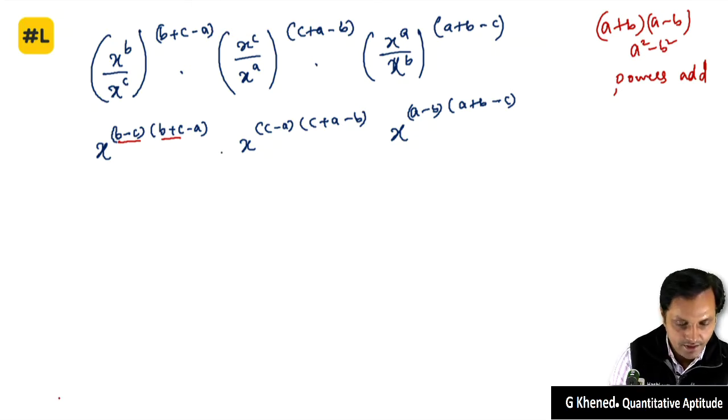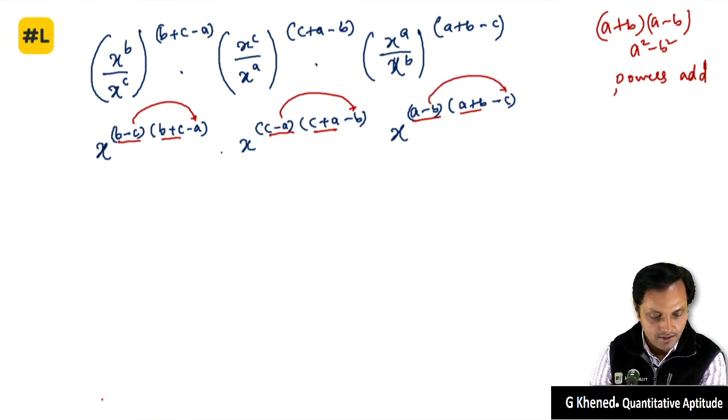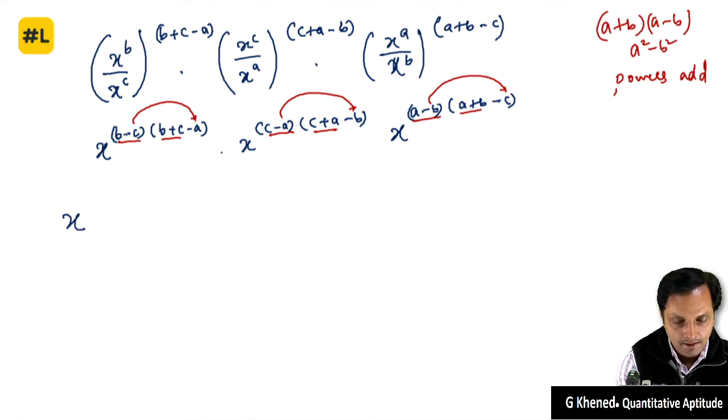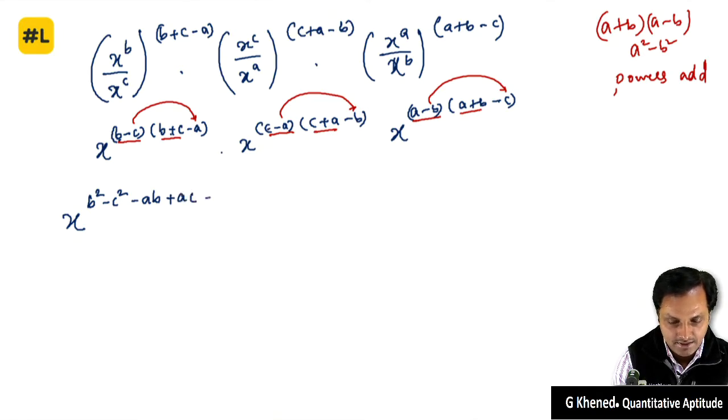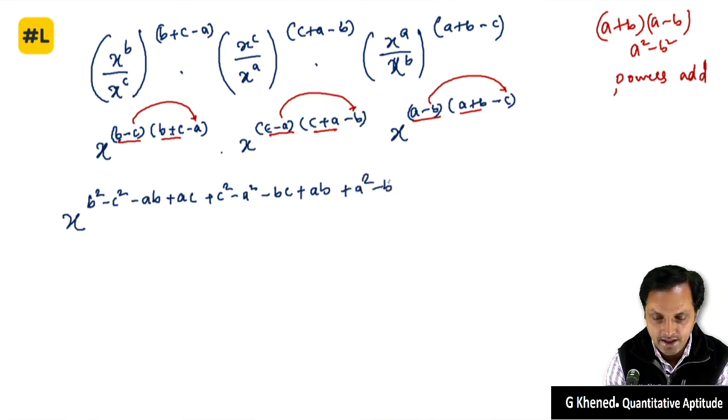So what I will do, I will just write it in a single step, this with this and this with this. When you do the multiplication, you should be able to get the final result like this: x to the power b plus c, b minus c is b square minus c square, minus a with this minus ab, minus minus plus ac, c plus a, c minus a is c square minus a square, minus bc plus ab, this with this is a square minus b square, minus ac plus bc.